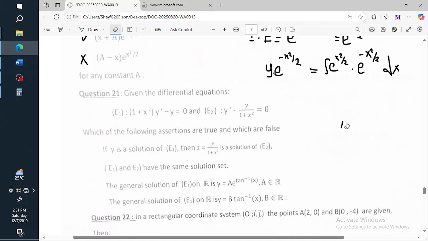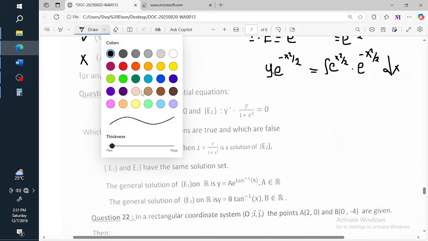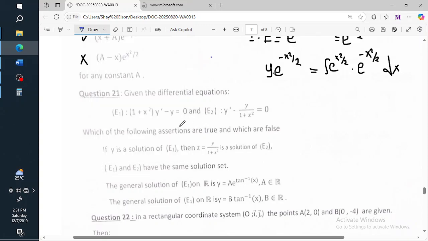Okay, now question 21 says we have two given differential equations. We have E1 and we have E2. Which of the following assertions are true and which are false? Option A, if y is a solution of E1, then z, which is y on 1 plus x squared, is a solution of E2. That is false.